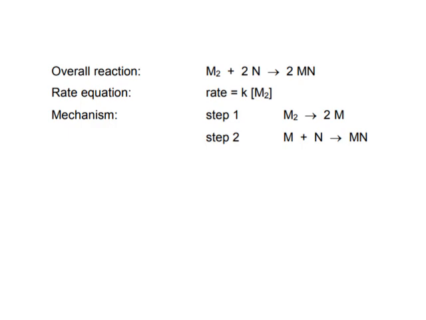Okay, so if we look at the rate equation, we've only got 1 lot of M2 in the rate equation, and that must mean the rate determining step is step 1. And M is the species that is made in step 1 and then used up again in step 2, so M is the intermediate. In terms of the rate equation, if step 2 was a rate determining step, you would expect to see N in the rate equation, and it's not there. So that's how we knew that it had to be step 1.